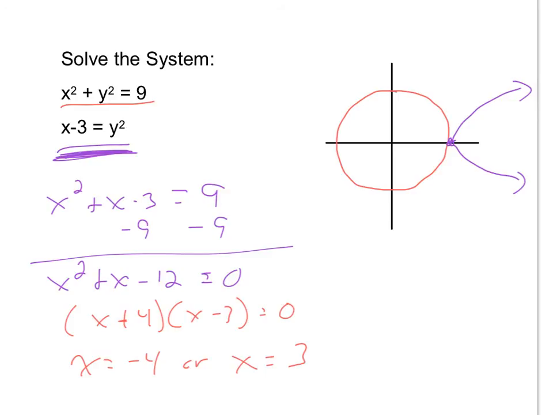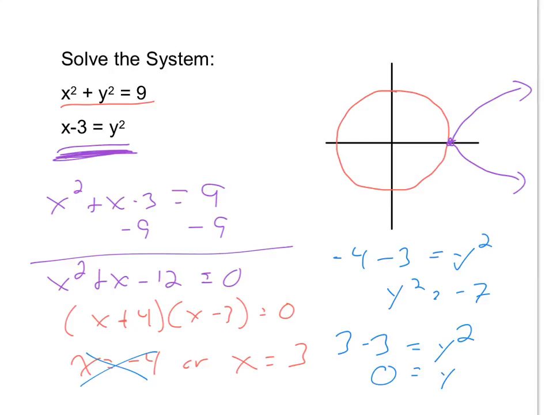I'm going to get negative 4 minus 3 is equal to y squared. So y squared is equal to negative 7. Well, we know that y squared is never equal to negative 7. That has imaginary answers, so this answer doesn't work. If x equals 3, I have 3 minus 3 is equal to y squared, which means 0 is equal to y squared, which means if x is 3, y is 0, and the only ordered pair I had was (3, 0).